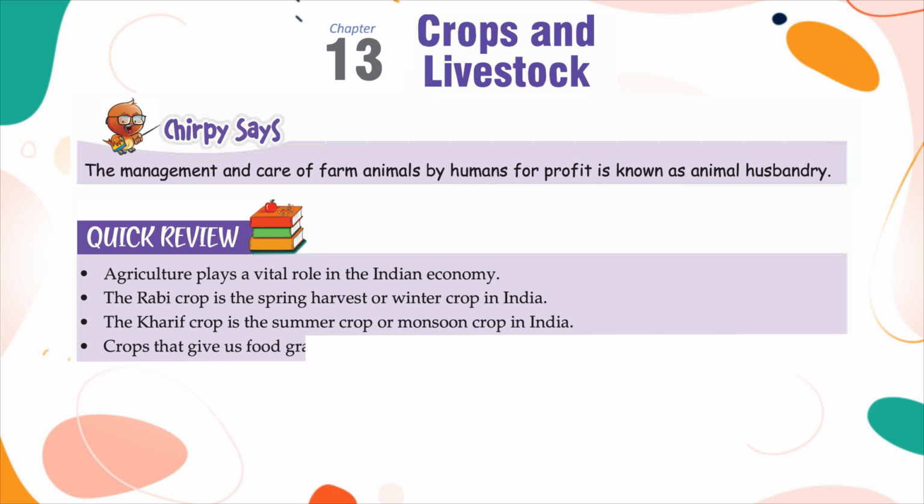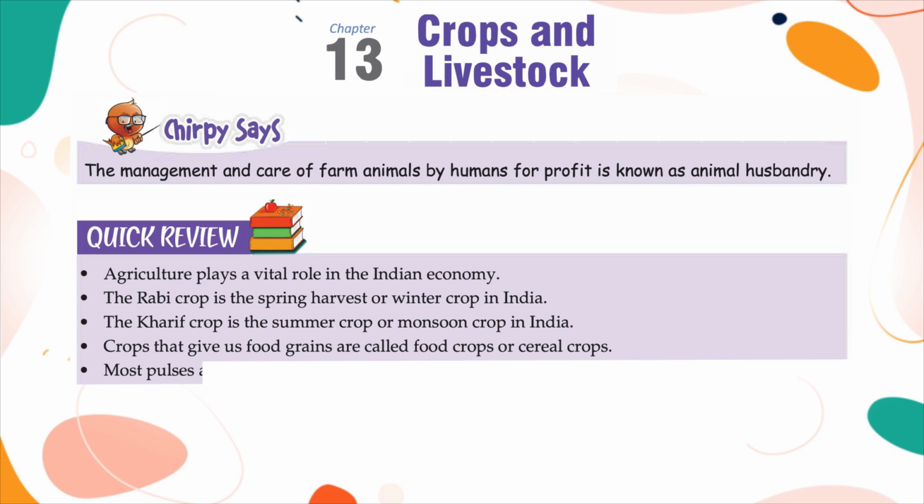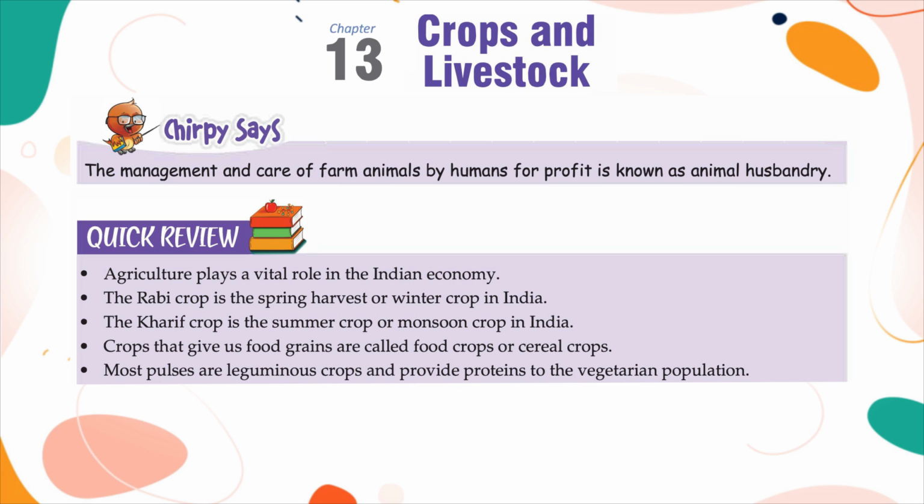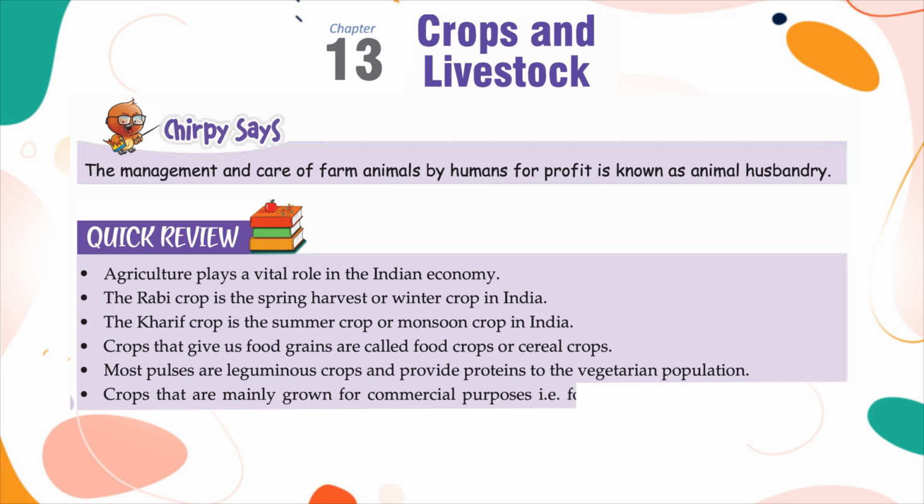Crops that give us food grains are called food crops or cereal crops. Most pulses are leguminous crops and provide proteins to the vegetarian population. Crops that are mainly grown for commercial purposes, that is for earning money, are called cash crops.